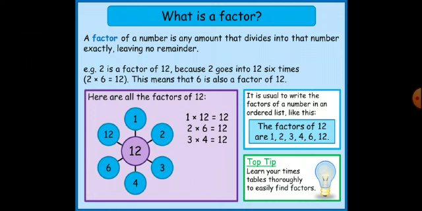Students, whenever you are writing factors of a number, always write in an ordered list. Ordered list means in an ascending order. To find the factors easily, learn the tables. It will help you to find the factors easily. If a number is divided by its factor, the remainder is always 0.